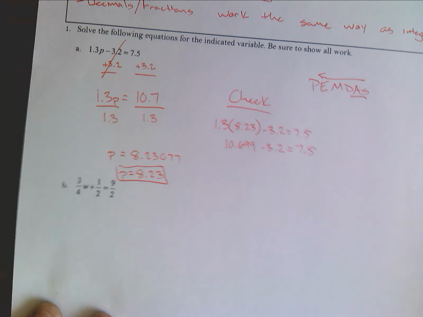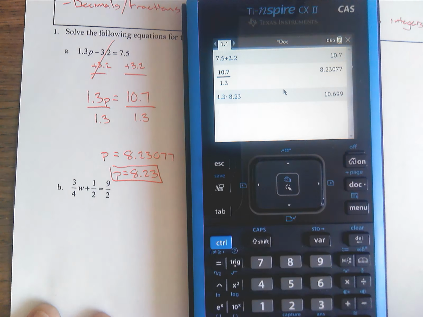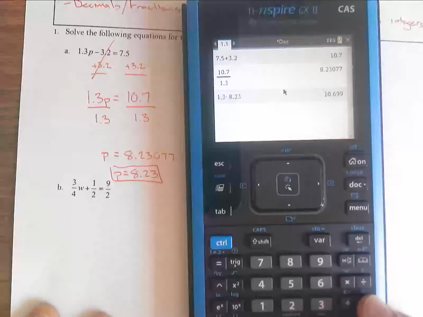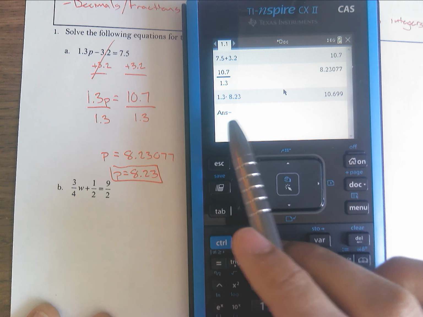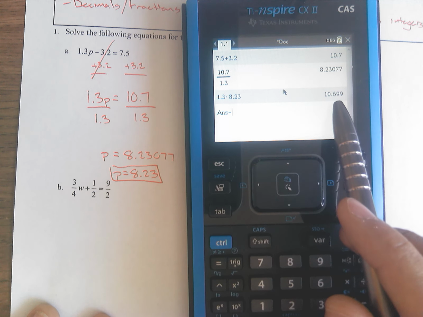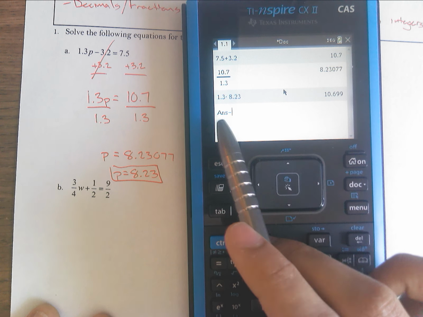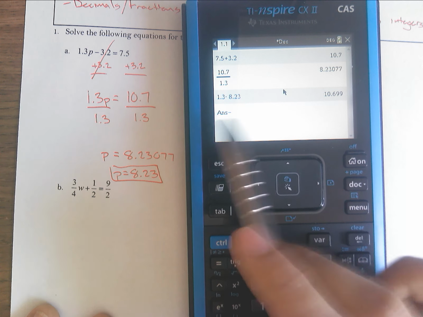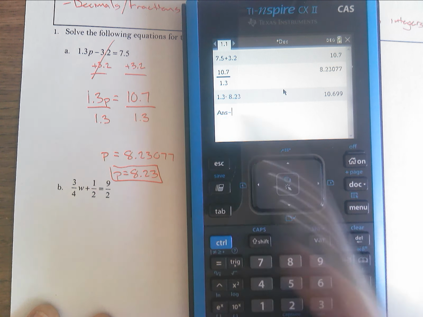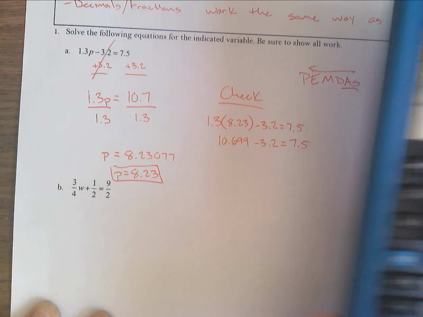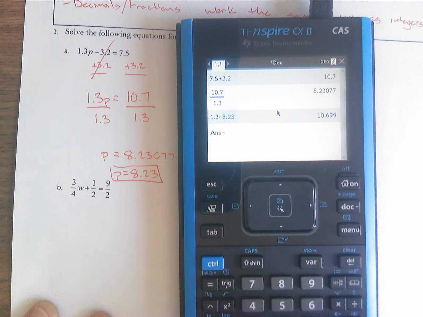So we go back to the calculator. We can type in 10.699, but you can also just hit minus, and you'll see how it says answer minus. What the calculator is doing is taking our last answer, 10.699, and plugging it in here. So you can just hit minus if you want to include that in your next entry. So we're taking 10.699 minus 3.2, and we get 7.499.